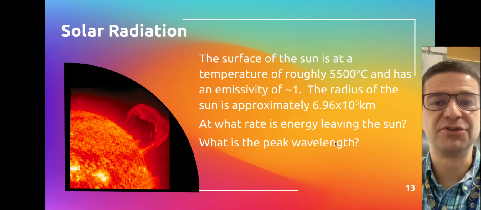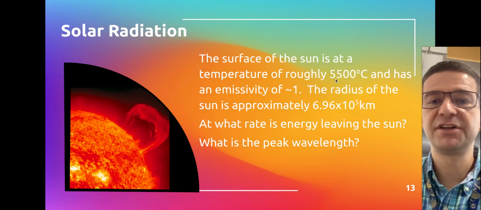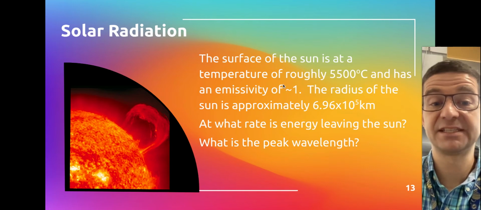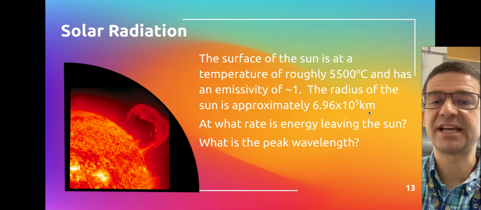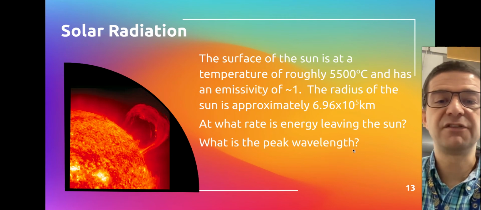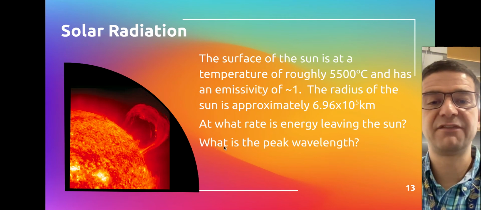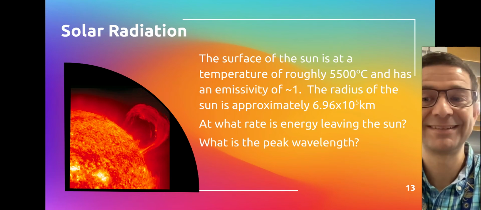An application of this, you can look at the sun. So the surface of the sun is at a temperature of roughly 5,500 degrees Celsius and has an emissivity of approximately 1. The sun can be treated as a black body, in other words. The radius of the sun is approximately 7 times 10 to the 5th kilometers. Using the expressions from the last couple of slides, can you find the rate that energy is leaving the sun through radiation? And can you figure out what the peak wavelength value is? I'll pause for a moment before I give you those numbers, or you can pause for a moment.